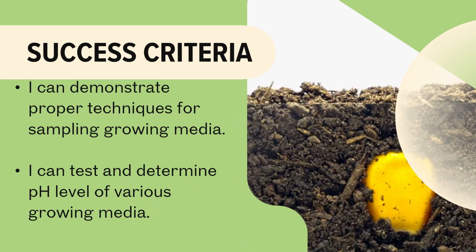The success criteria is similar. In this case, we're actually going to do it. So the learning intention is telling us what to do, and the success criteria is saying that at the end of this lesson, we are going to do this. So we are going to demonstrate proper techniques for sampling growing medias. And last but not least, we're going to test and determine the pH level of various growing medias.